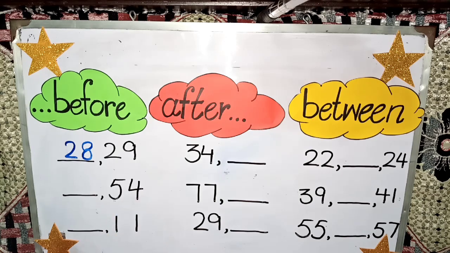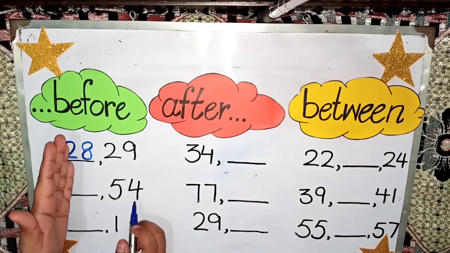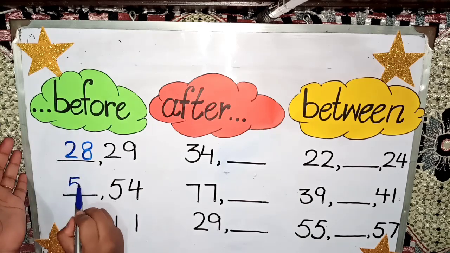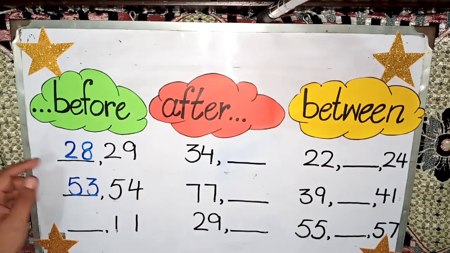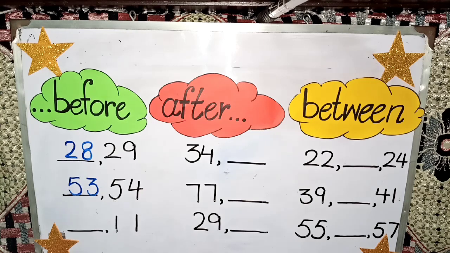Which number comes before 54? Count backward. 54, 53. It's very easy. Great. And the next question is number 11. Which number comes before number 11? It's number 10. Very good, my dear students.